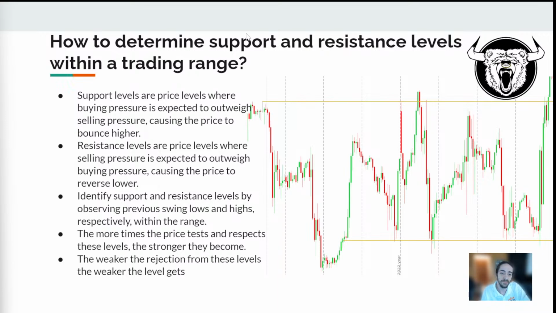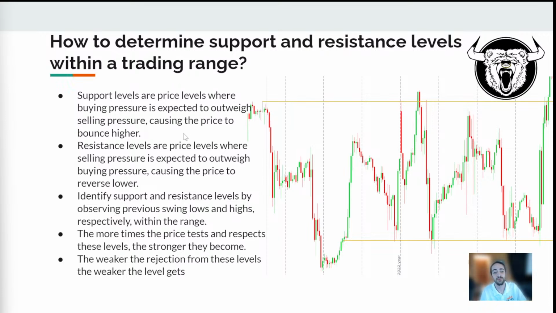So resistance levels are price levels where the selling pressure is expected to outweigh buying pressure, causing the price to reverse lower. So again, this is a resistance level. When we use channels and ranges, the top of the range is resistance. The bottom of the range is support. It's supporting the stock. It's holding it up. This is resisting the stock. The stock's resisting this level.